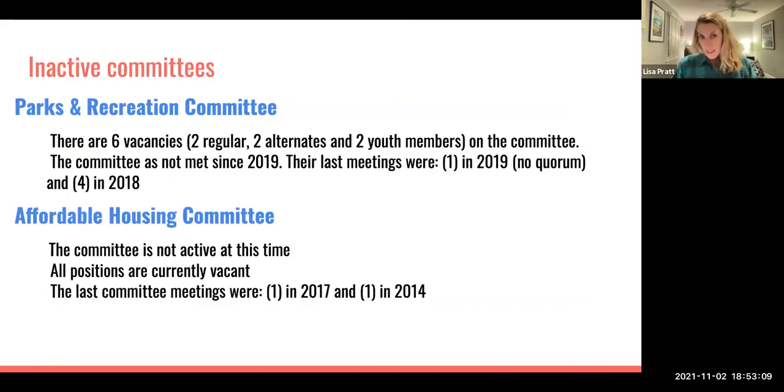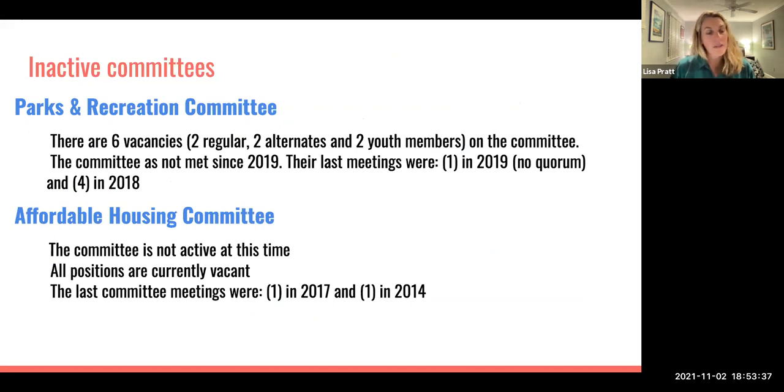We have two inactive committees. And as you can read here, there are currently 6 vacancies on the Parks and Rec Committee. They tried to meet in 2019 and did not have a quorum. And they had 4 members meet in 2018. The Affordable Housing Committee last met essentially in 2017.